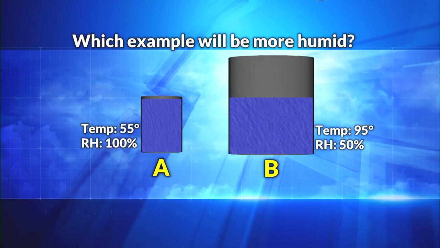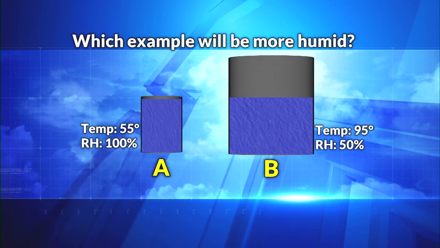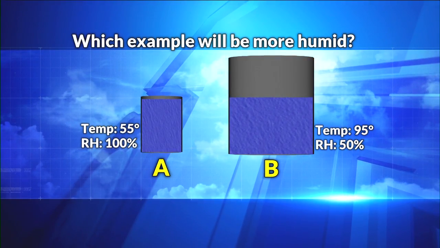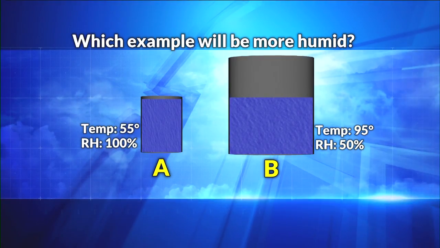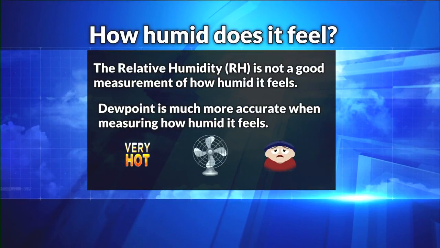Just jot down your answer on your paper there, A or B, and we'll circle back. After we delve into this, we'll give you the answer. Good question. So that's where we'll start: which example is more humid? Just pick one. Don't worry about it for right now. We'll break this down even more.